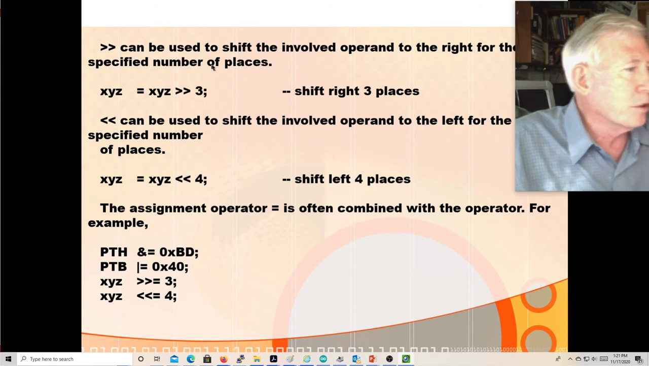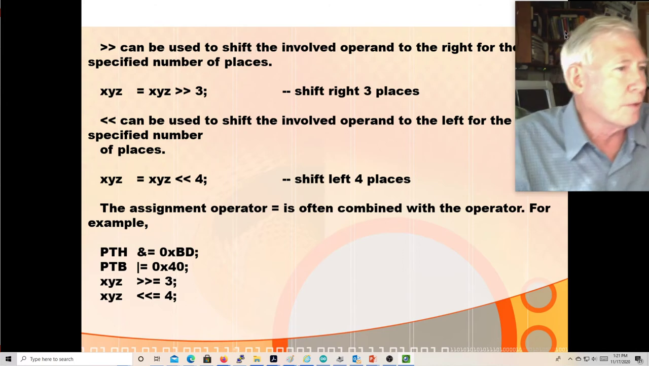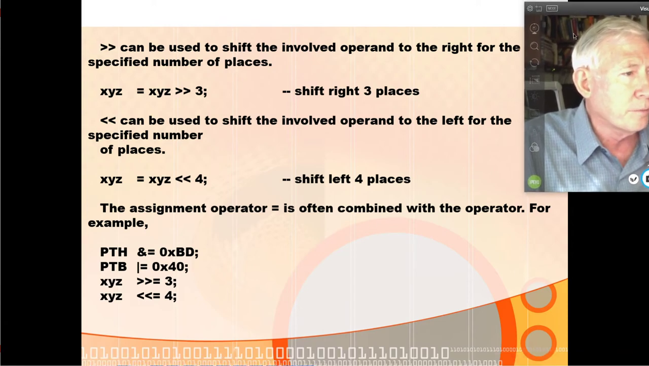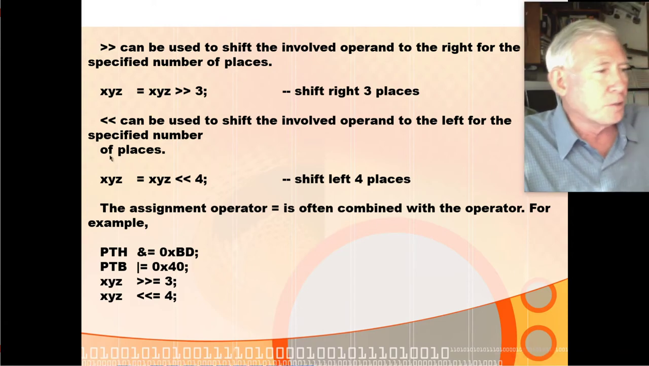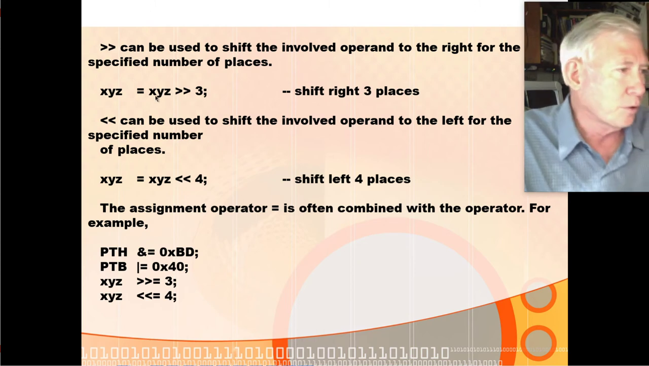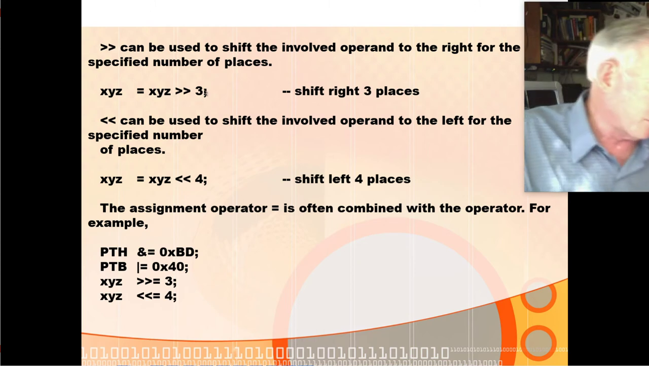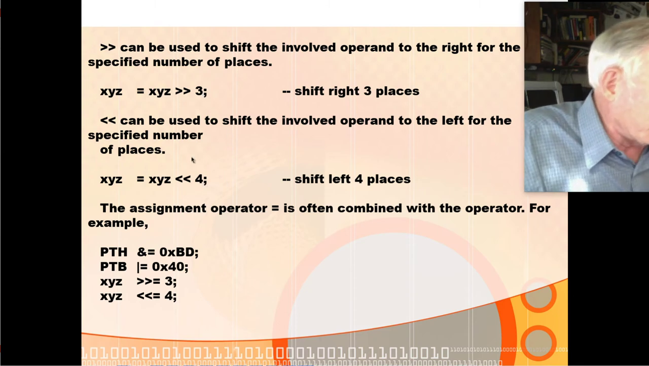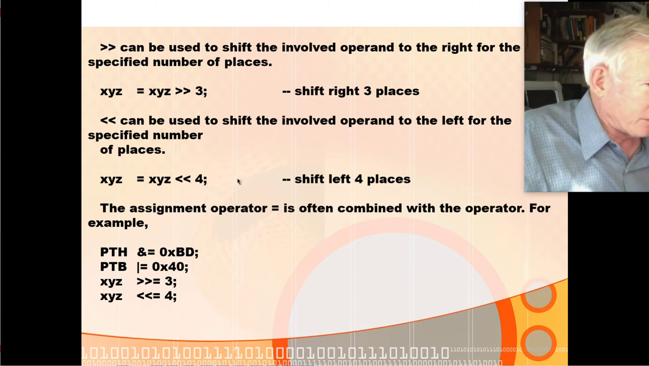The shift can be used to move the operand to the right, and you can specify how many places. So shift XYZ right three bits. You can also shift it left, specifying the number of bits.